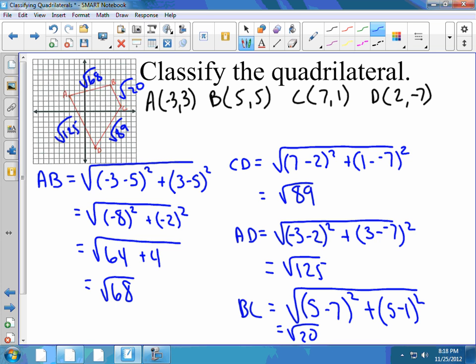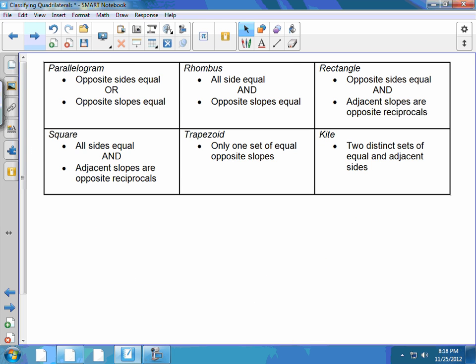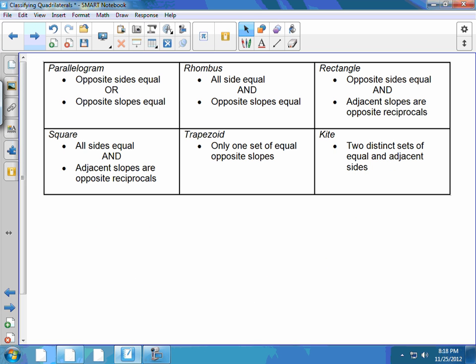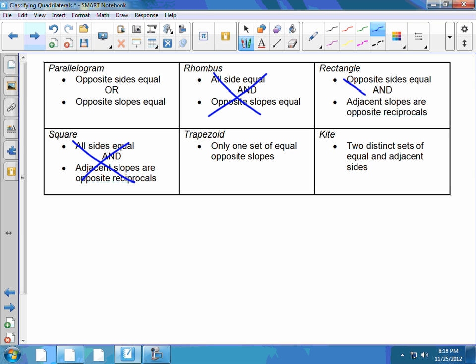So again, we're going to consult our chart here. I don't have any of my sides equal to each other. You can see they're all different roots. So none of our sides are equal. Well, that takes out square, rhombus, rectangle, parallelogram. It even takes out kite. So we're left with trapezoid.